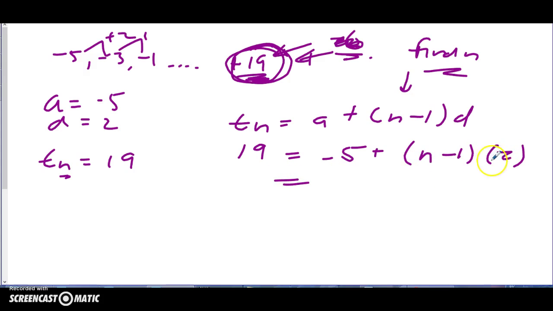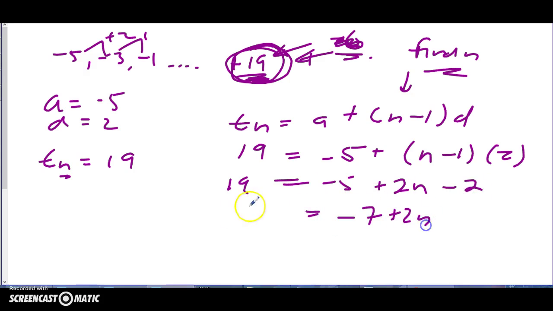So this is a little backwards. I just did that on the last page too. But this is 2 times n minus 1. So imagine the 2 being in the front here. So that's plus 2n, and be careful, I messed up here, minus 2. Collect these terms here, that's minus 7 plus 2n is equal to 19. Bring this across, that's 26 is equal to 2n.